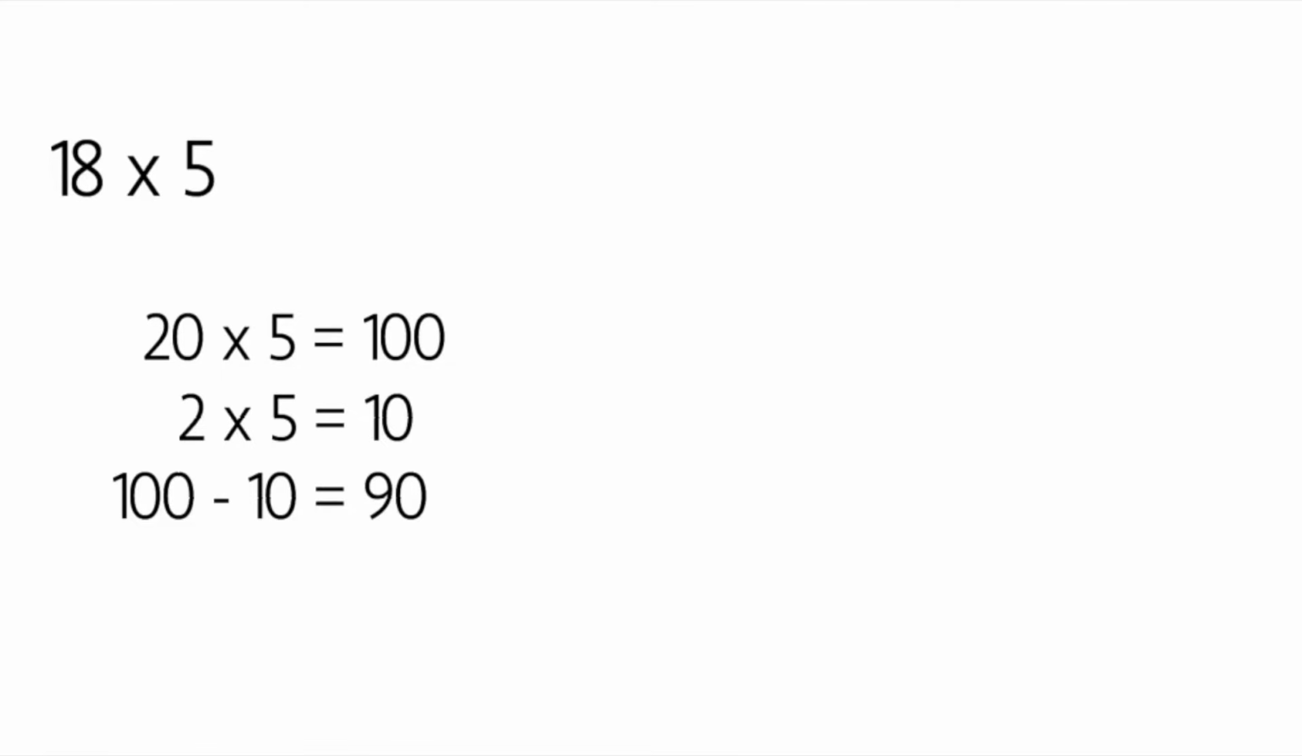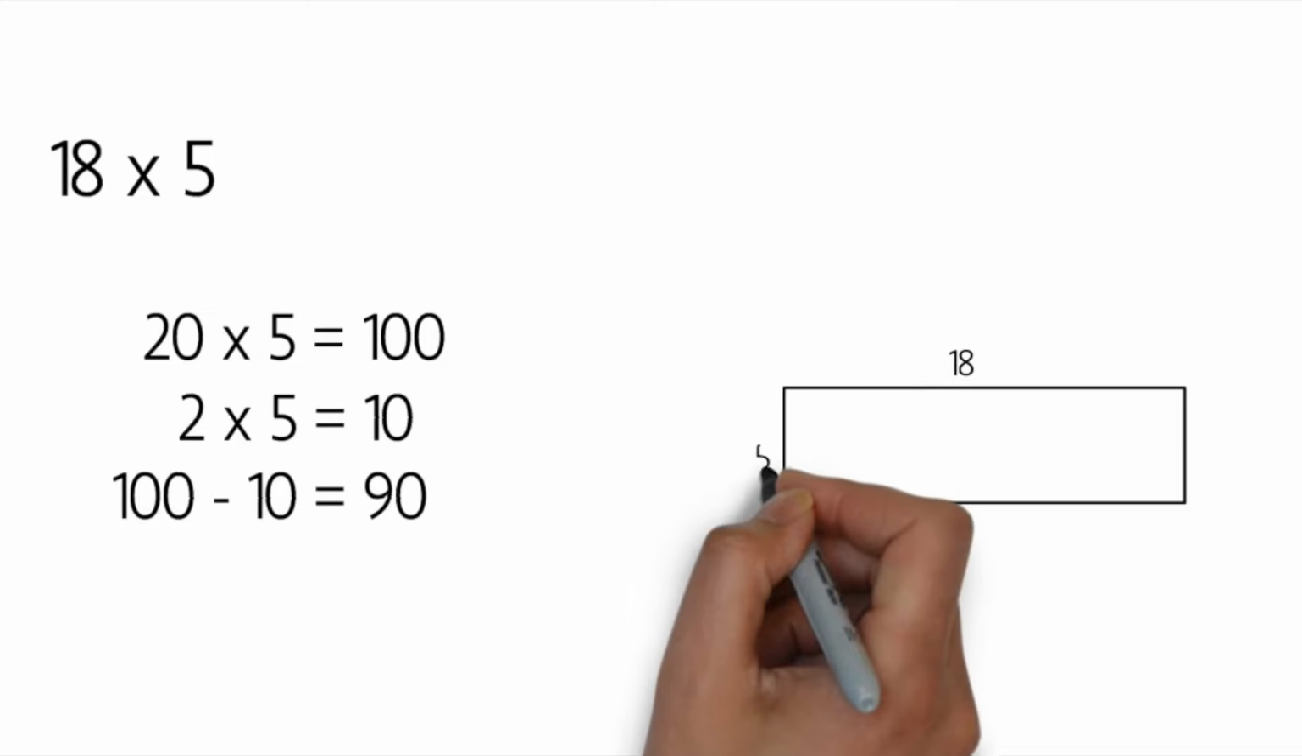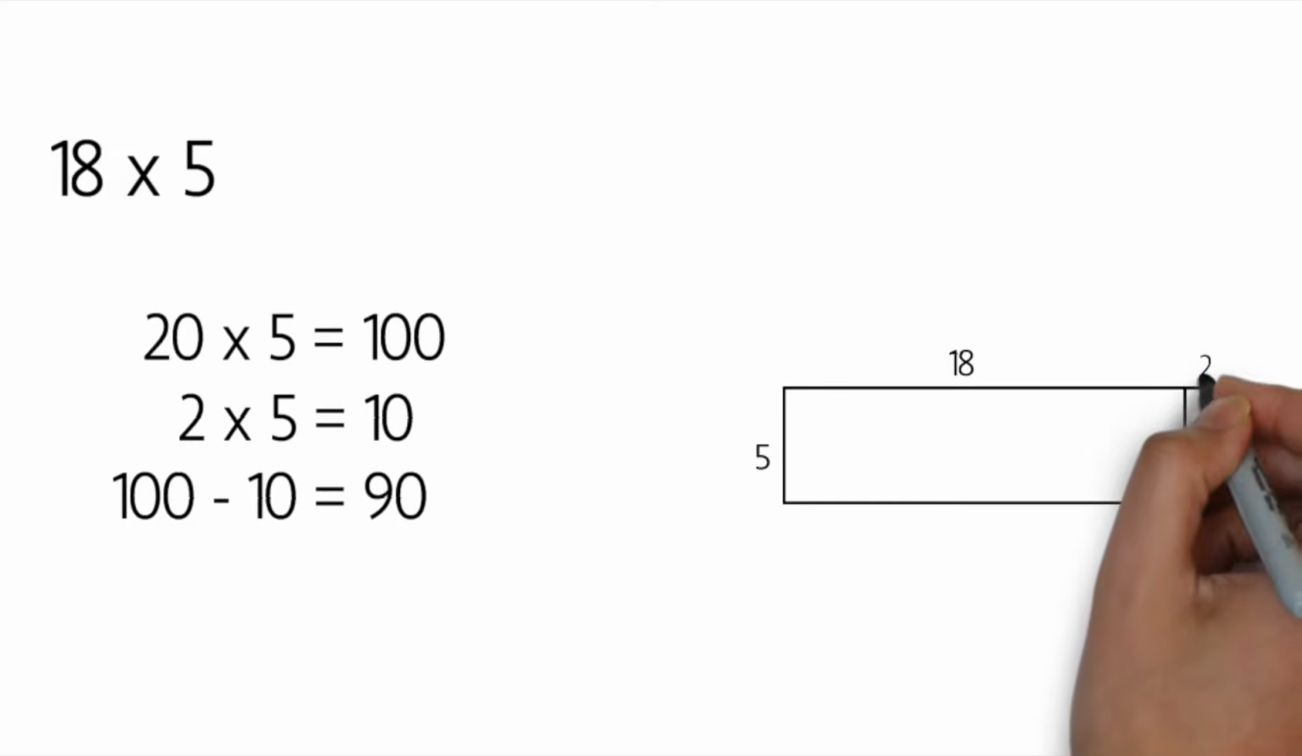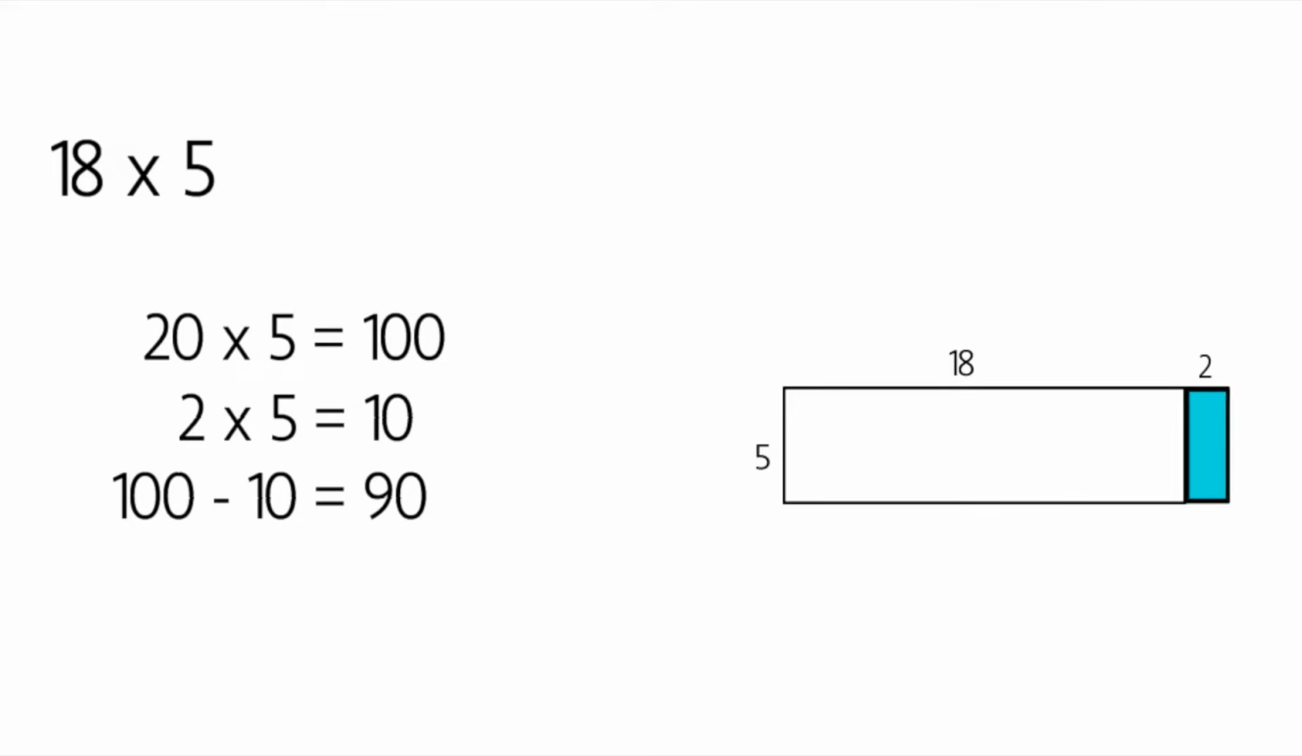We can visually represent that, and visual connections are really important for our brain. So what would that look like? If I drew 18 times 5 as a rectangle like this, we could represent 20 times 5 by saying it would be a slightly bigger rectangle, and we'd subtract this blue part.